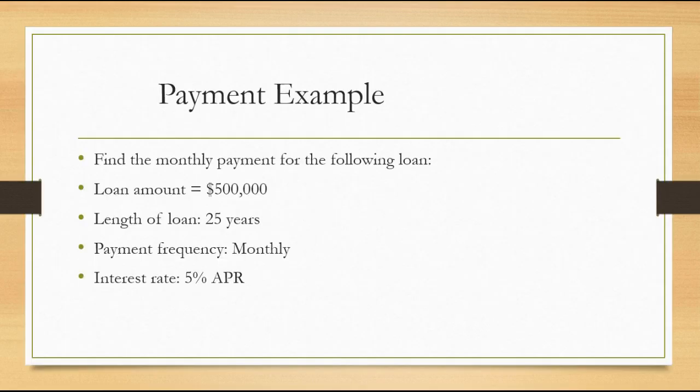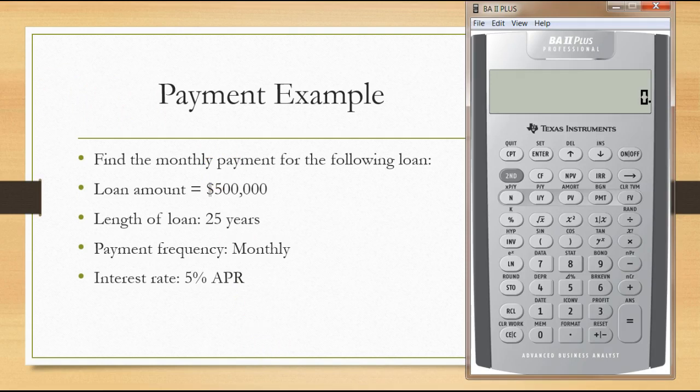So here's the example that we have. A loan amount of $500,000. The length of the loan, or the amortization period of the loan, is going to be 25 years. We're going to pay monthly on this loan, and we have a 5% annual percentage rate of interest on this loan. So the question here may ask you, find the monthly payment for this loan. So how would we do this with the BAII Plus?